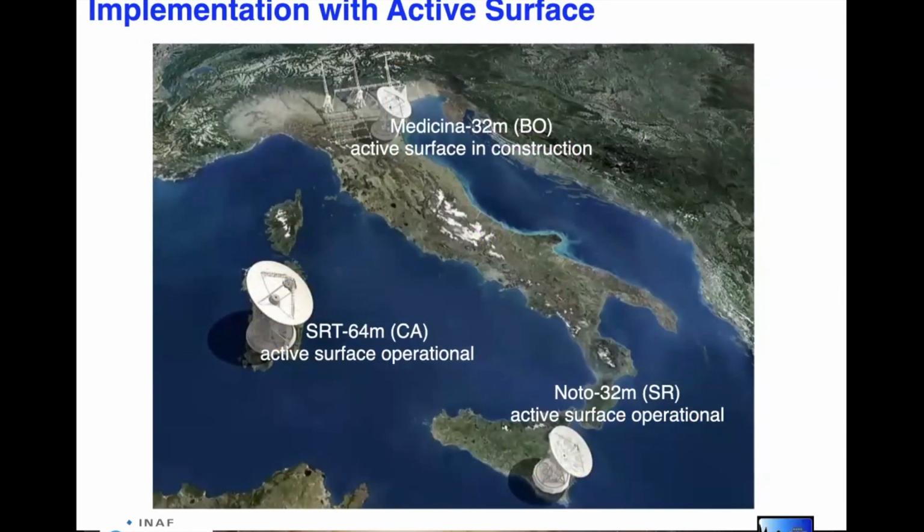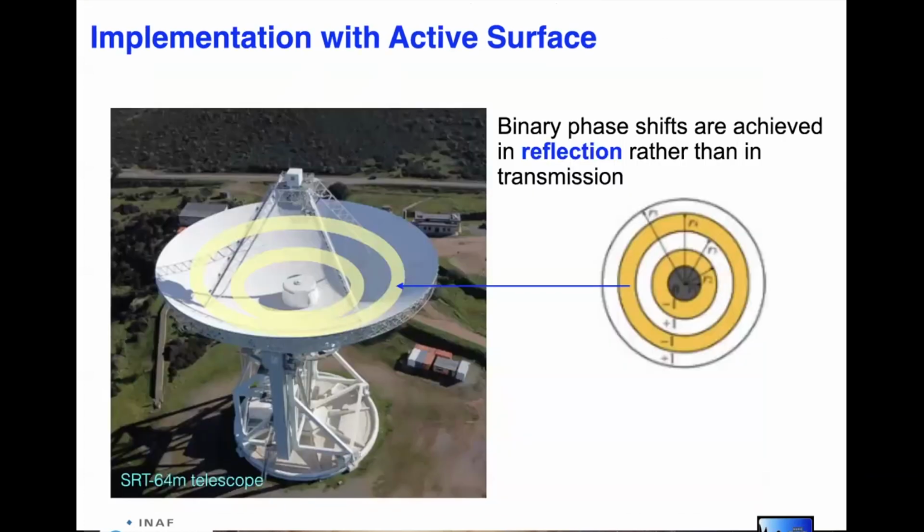use of active surface. This is interesting, particularly for our National Institute for Astrophysics, because INAF operates 3 radio telescopes in Italy: two 32-meter dishes, one in Medicina near Bologna and the other in Noto in Sicily, and then a third telescope in Sardinia, the Sardinia Radio Telescope, with a 64-meter primary reflector. Now, they all have operational active surfaces, with the exception of the Medicina telescope, where the active surface is currently being constructed. So the use of active surface for INAF is particularly important.